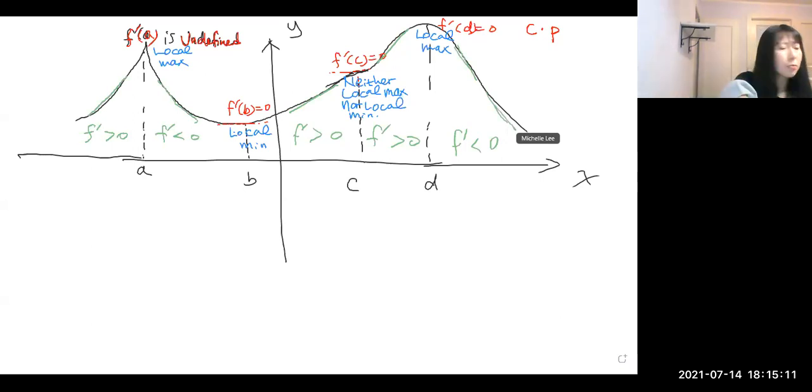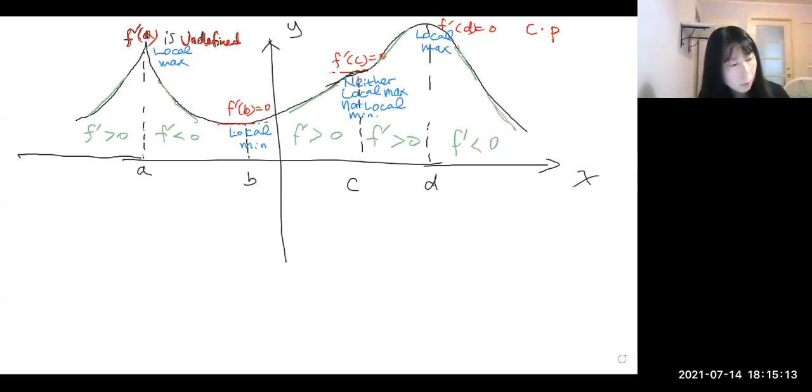So the hard copy book made a mistake here. Okay, let me fix it later. Okay.